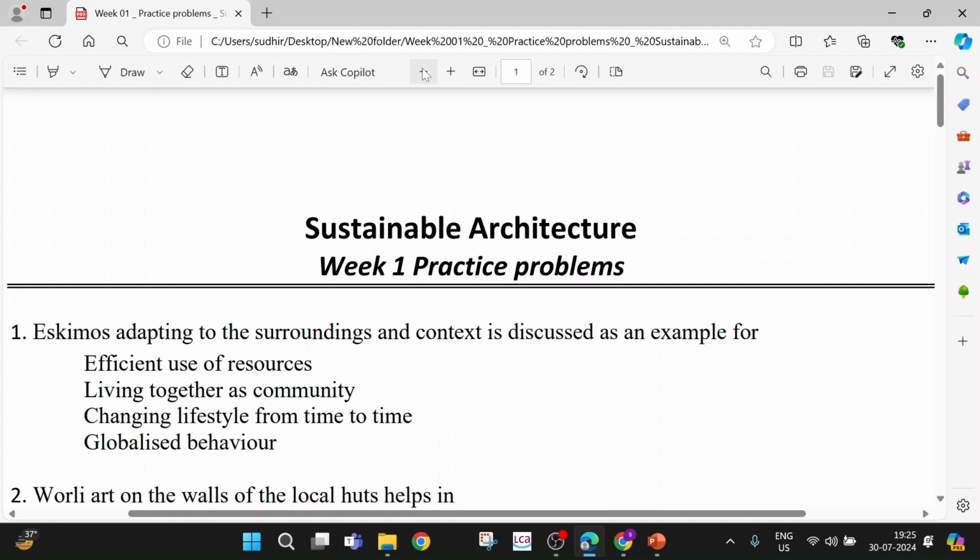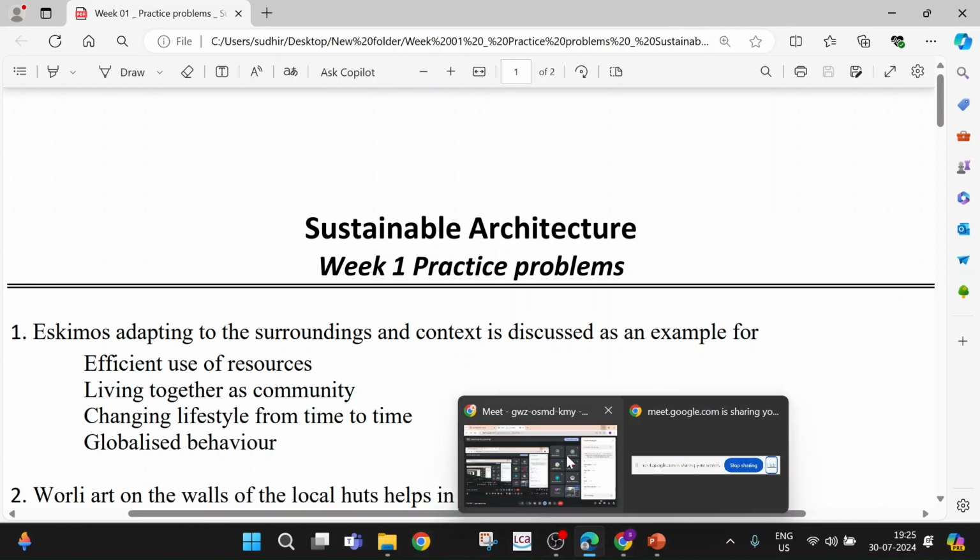Somebody is writing B, somebody is writing C. These are the problems that have already been asked in the previous year. Aditi is giving two answers. You only have to choose one answer, either option C or A. Multiple answers are not there.